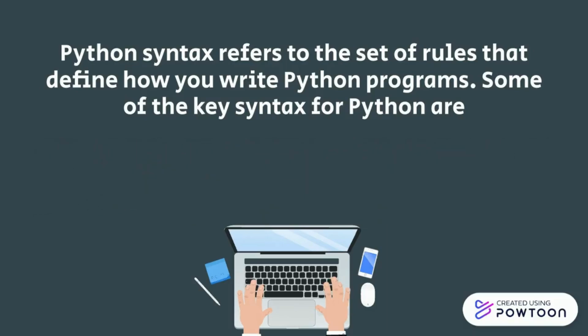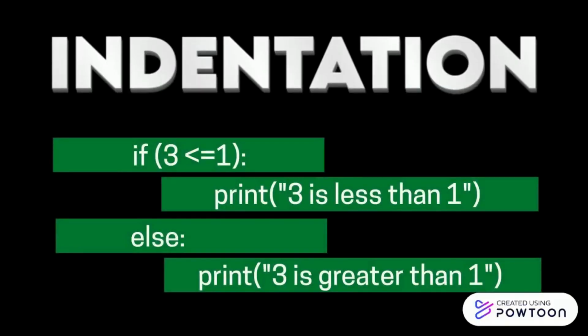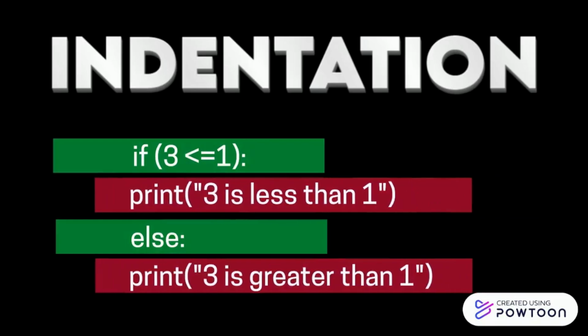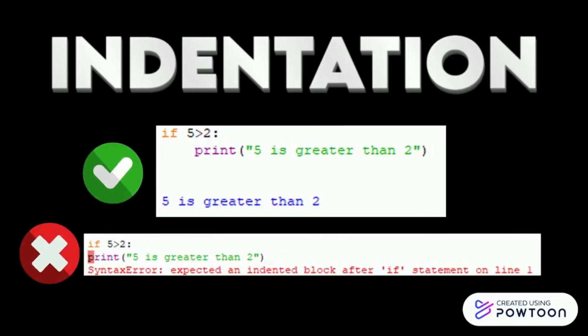First, we should talk about indentation. Indentation refers to the spaces at the beginning of a code line, where in other programming languages the indentation in code is for readability only. The indentation in Python is very important as Python uses it to indicate a block of code. Here is the sample image why indentation is important. Syntax error will occur when indentation is not right.